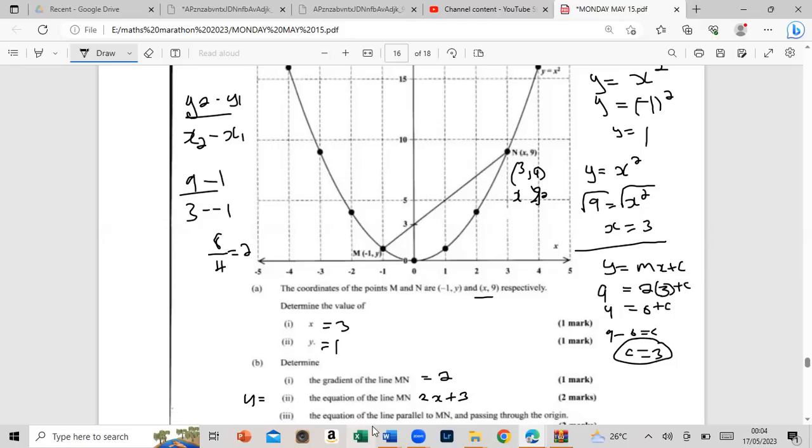Next, the equation of the line which is parallel and passing through the origin. If lines are parallel, it means they have the same gradient. And it's passing through the origin, so that means y equals 2x. When two lines are parallel, they have the same gradient, and if it goes through the origin, that's it.